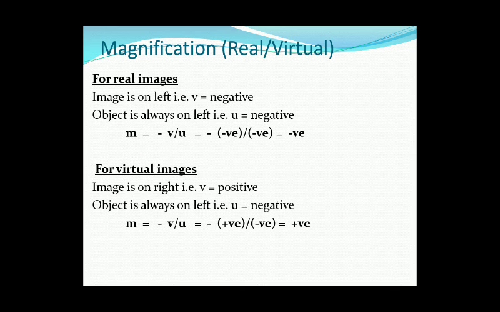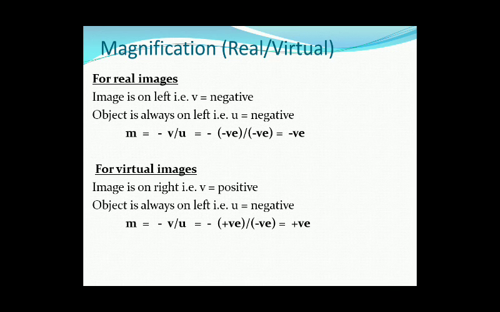If I am saying minus 2, minus sign is indicating real and 2 is indicating greater than 1. So real and enlarged. Which case? When the object is placed between C and F. So where is the image? Image is beyond C. Real and enlarged. Second, for virtual images. Virtual images are formed on the right hand side in the case of spherical mirrors.